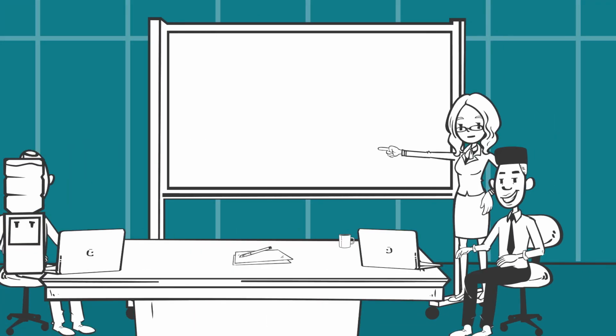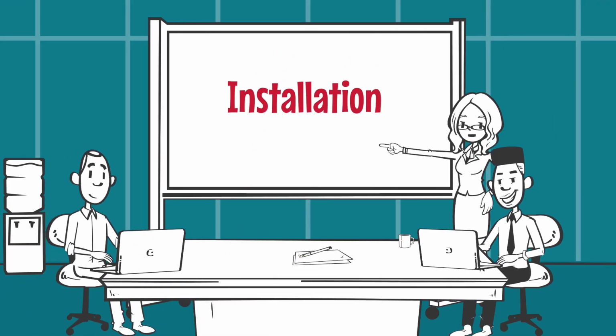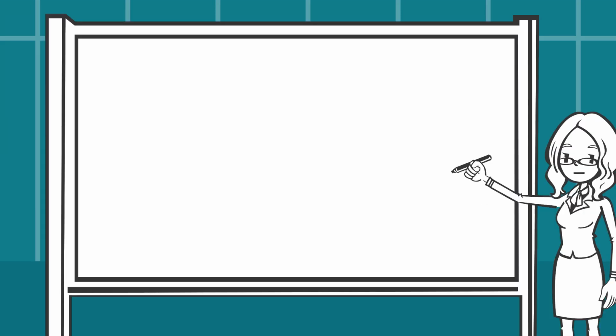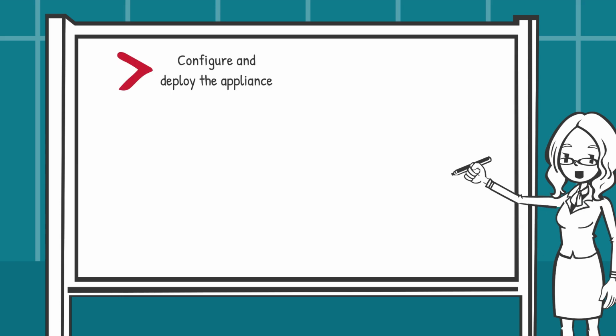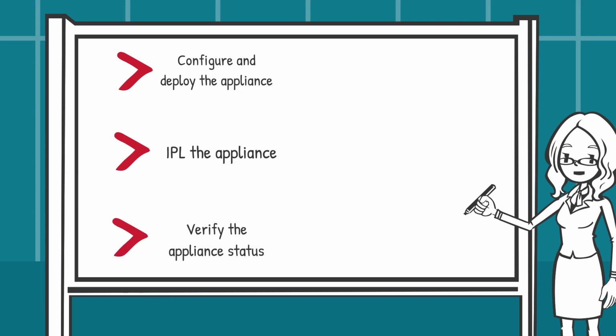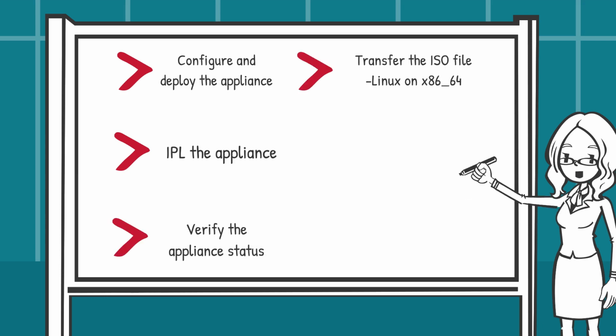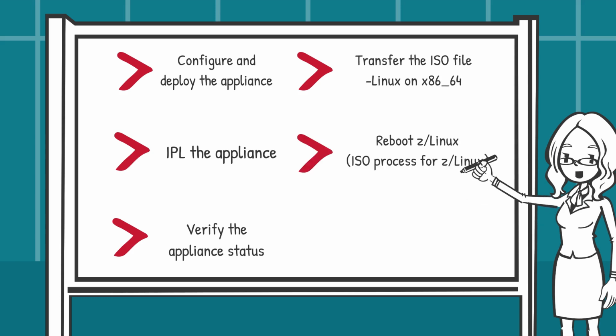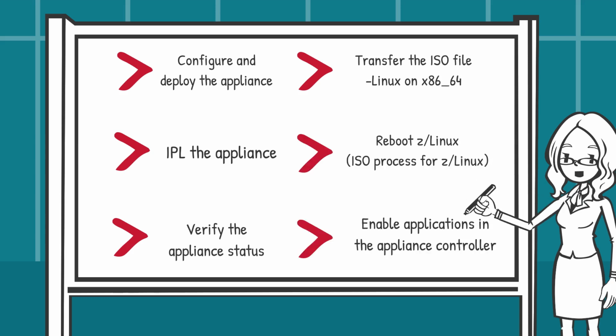Now let's talk about the tasks required to complete the installation. Remember to start these tasks only after completing all of the pre-installation requirements. To complete the installation, you'll configure and deploy the appliance, IPL the appliance, verify the appliance status, transfer the ISO file if using Linux on x86, or reboot Z-Linux. Finally, you'll enable applications in the appliance controller.